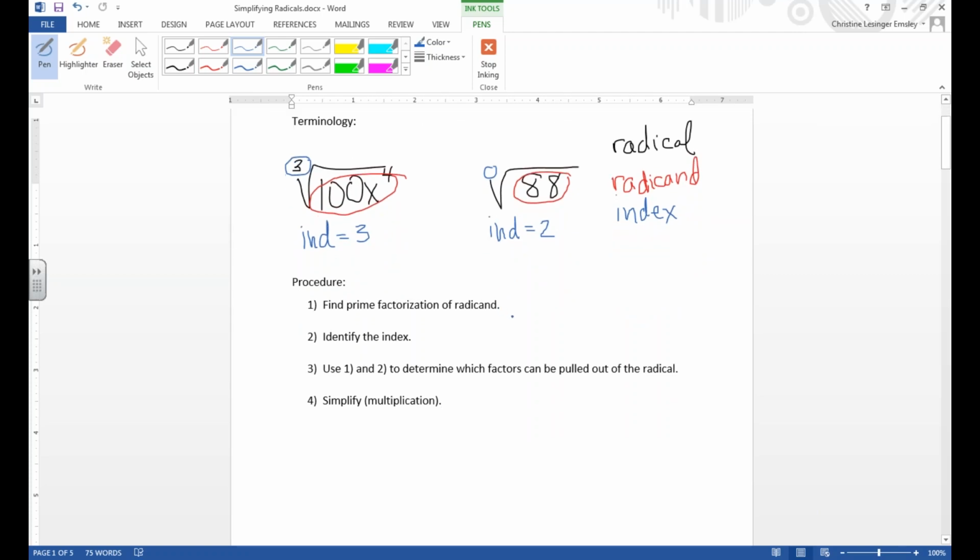And so here's kind of a basic outline of our procedure. The first thing we're going to do is find the prime factorization of the radicand. And if you don't know what prime factorization is, that's okay. We're going to go over that. But we'll find the prime factorization of that number underneath the radical symbol. We will figure out what our index is, and then we will use those two pieces of information, number 1 and number 2, to figure out what kind of simplifying can be done. And that means what can be pulled outside of the radical symbol. And then we will clean up our final answer, and keep in mind that simplifying here at the very end means multiplying.